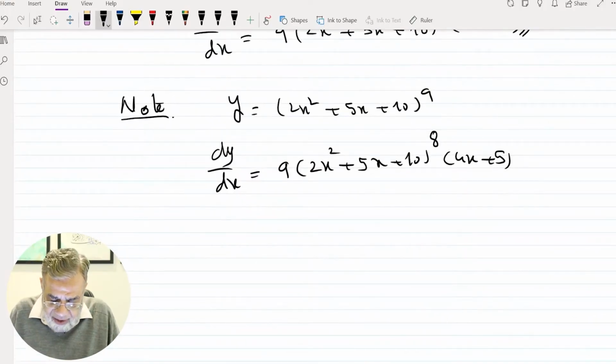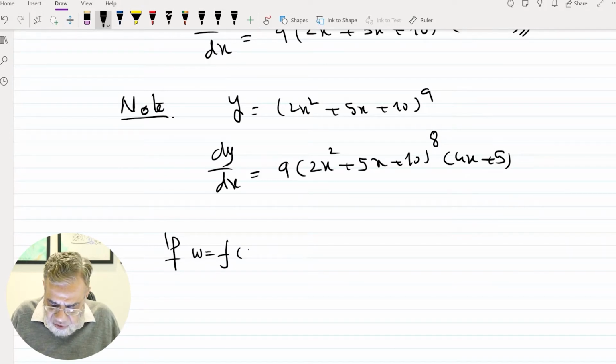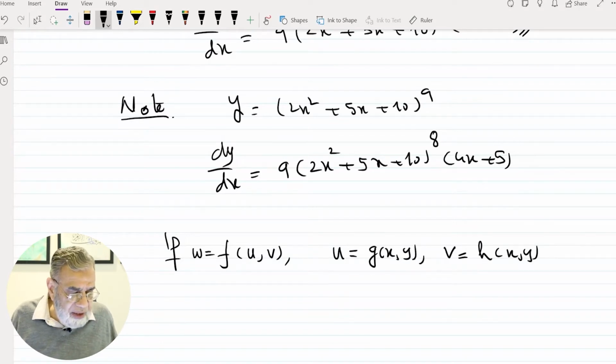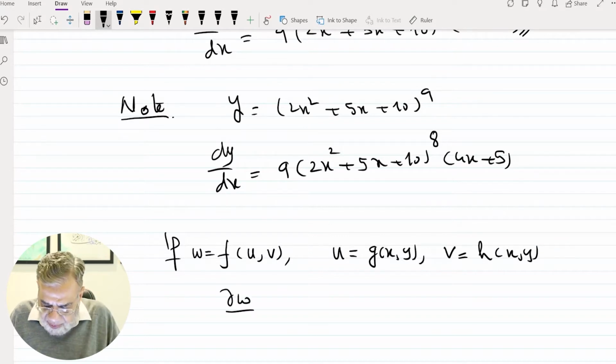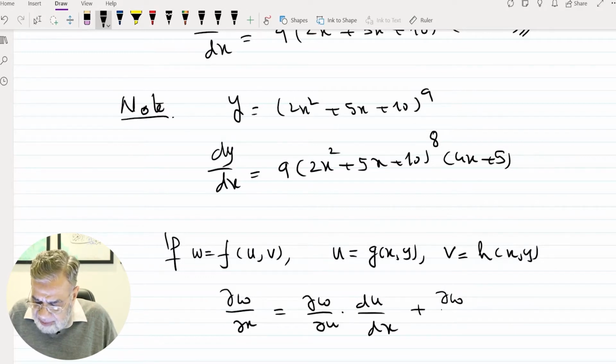Now we are going to define this chain rule for a function of 2 variables. I have the given function w, which is a function of u and v. What's my u? My u is a function of x and y. What's my v? My v is a function of x and y. Now I want to find the partial derivative of w with respect to x. Partial w by partial x is equal to partial w by partial u into partial u by partial x. Again we have one more variable v, so we add partial w by partial v into partial v by partial x.